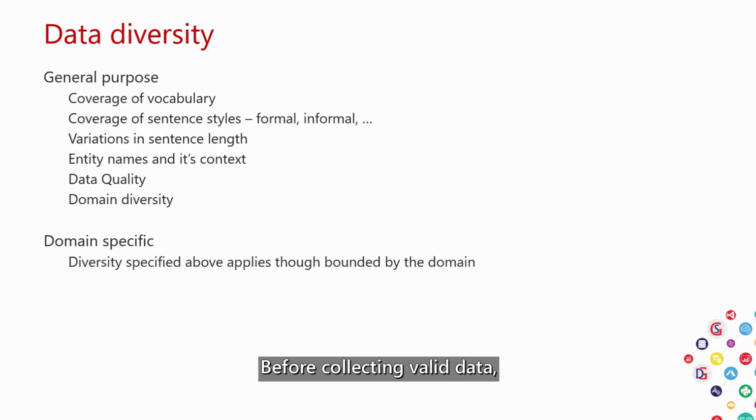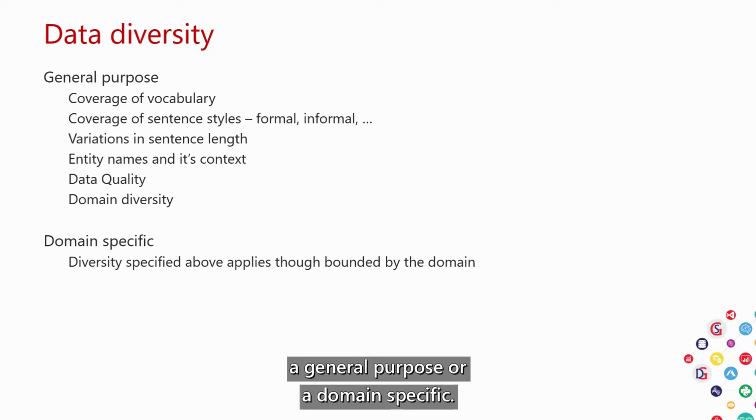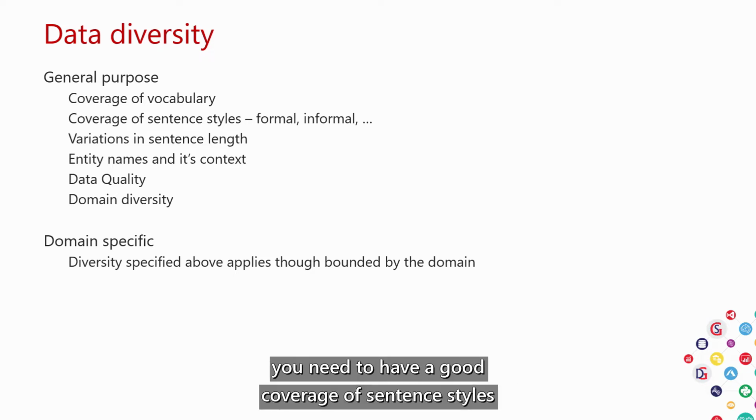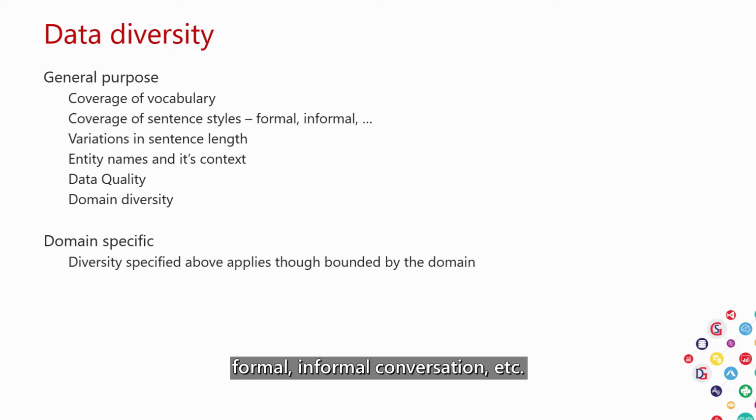Before collecting parallel data, you need to have a good idea on whether you are going to build a machine translation model for general purpose or domain specific. Irrespective of that, you need to have good data diversity. Diversity means you need to have good coverage of vocabulary, and good coverage of sentence styles: formal, informal, conversation, etc.